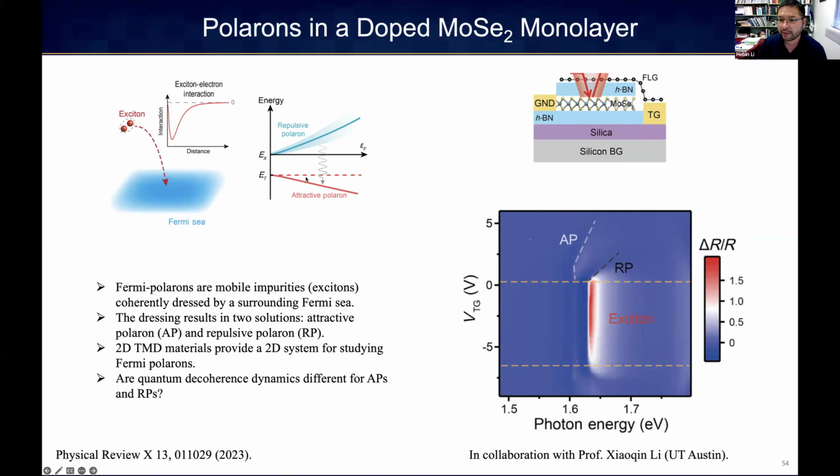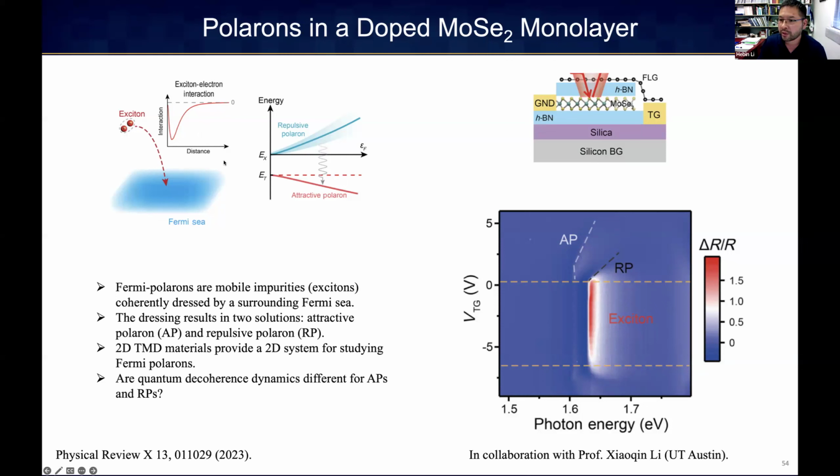First, the attractive interaction between excitons and the Fermi sea leads to the so-called attractive polaron, which is energetically favorable. It actually has a lower energy and therefore is more stable. And then also we get a higher energy repulsive polaron, which is a metastable state, and eventually decays back into the attractive polaron.